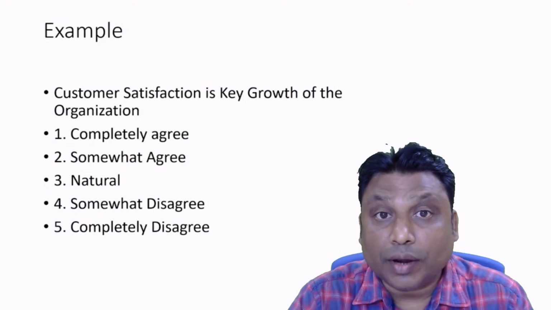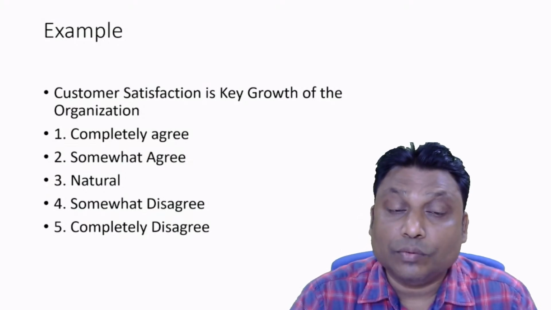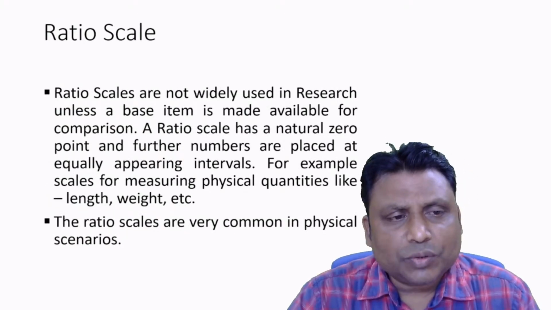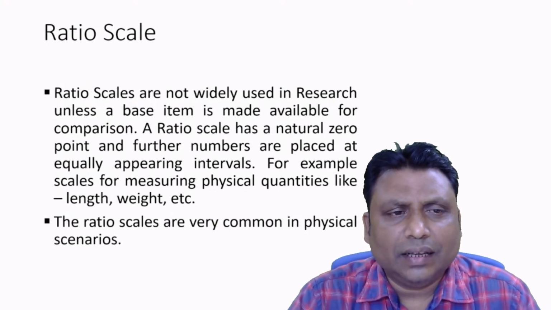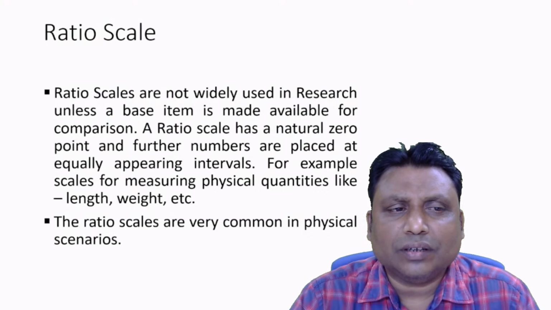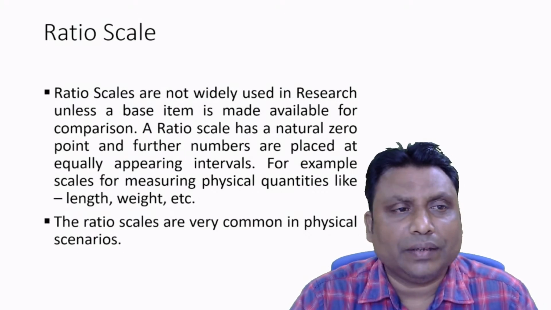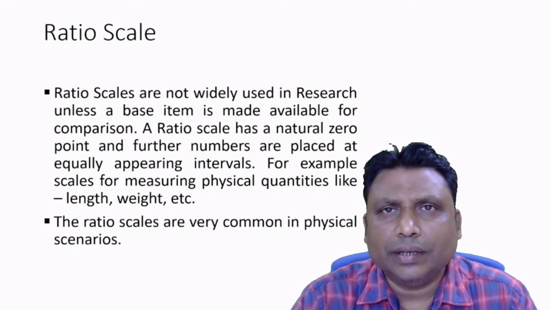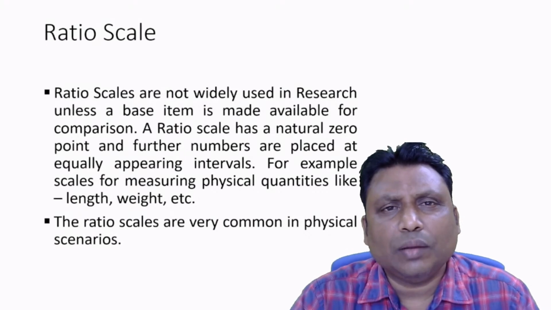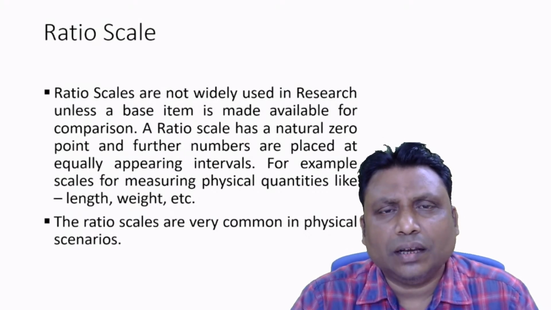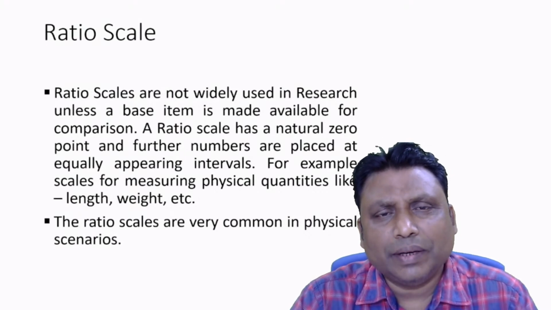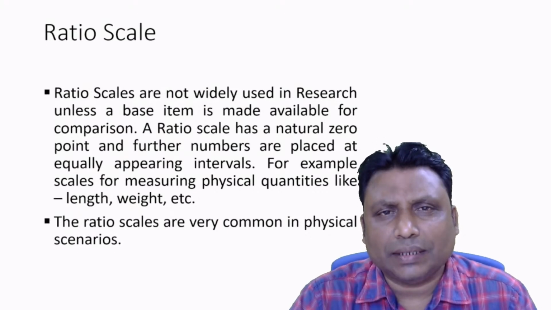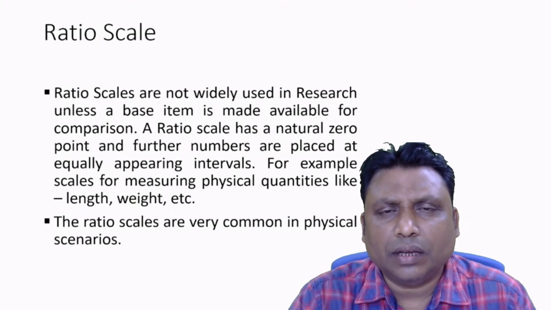So in these cases, we have to collect the information from the respondent with the measuring of the scaling techniques, and this is called the interval technique. Then the last one is ratio scales. The ratio scales are not widely used in research unless a base item is made available for comparison. Generally in our educational research, you use two types of scale: one is the Likert scale and one is the interval scale. This is very, very important. And sometimes we use the nominal scale, in simple cases or simple answer questions.